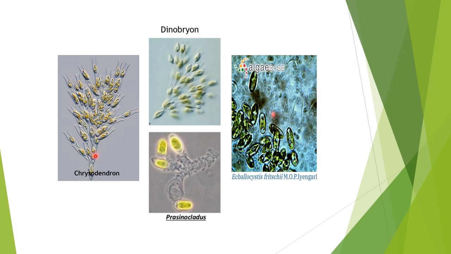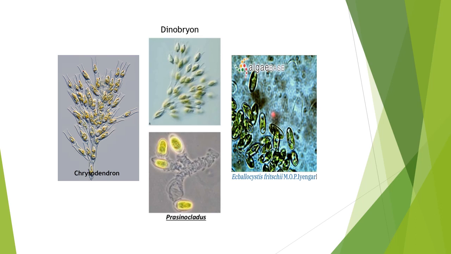Here you will find this is one cell, and it's stuck to it. So here you will find the cells like this. They are stuck to each other in an irregular fashion, looking like a tree. And this is how Ecballocystis also appears, as has been shown in AlgaeBase.